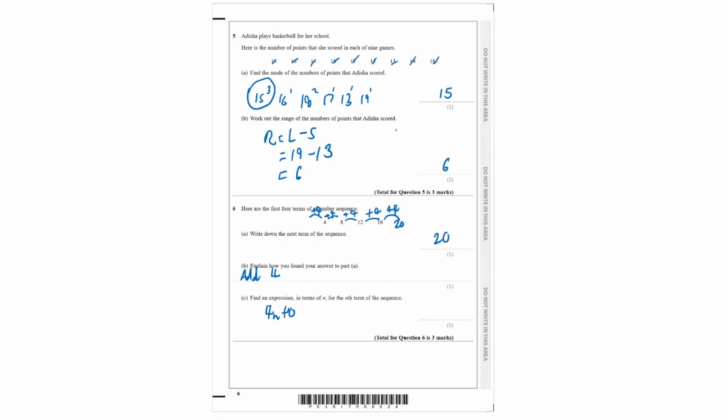Because in 4n, the n is the position of the term in the sequence, so every time we multiply it, we receive the next value. For example, 4 times 2, the second number in the sequence, gives us 8. Now, since it's plus 0, we don't have to write the 0. We can just write 4n.